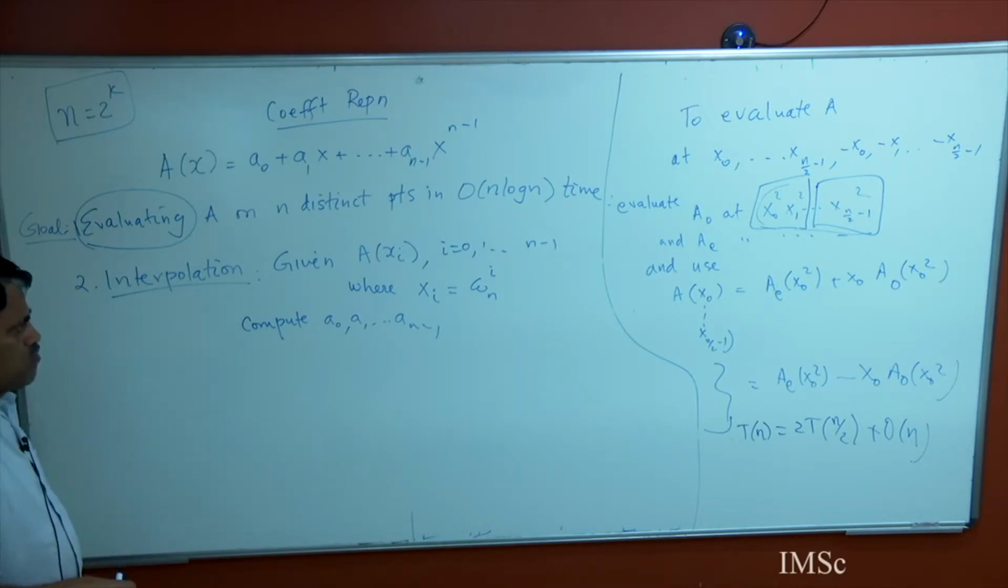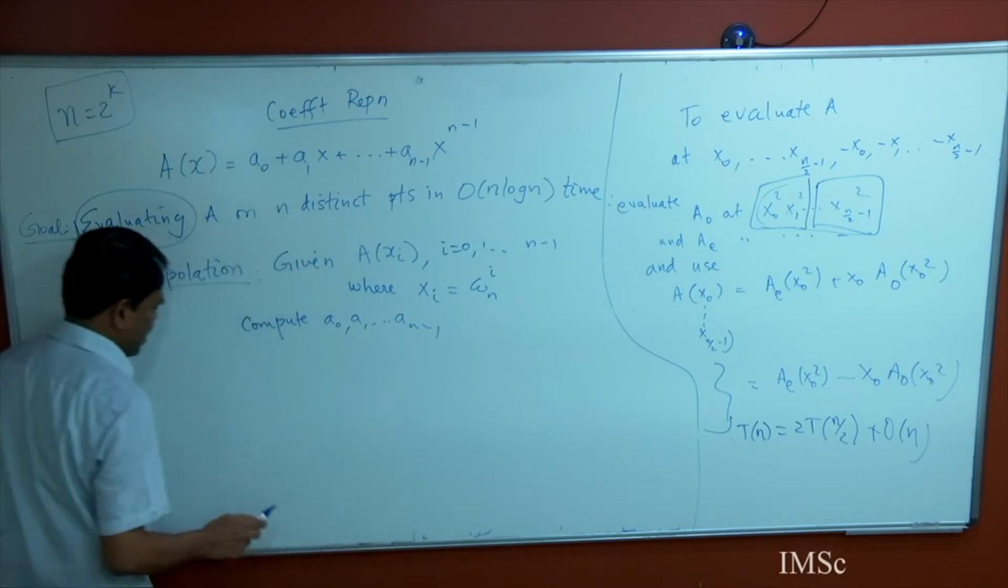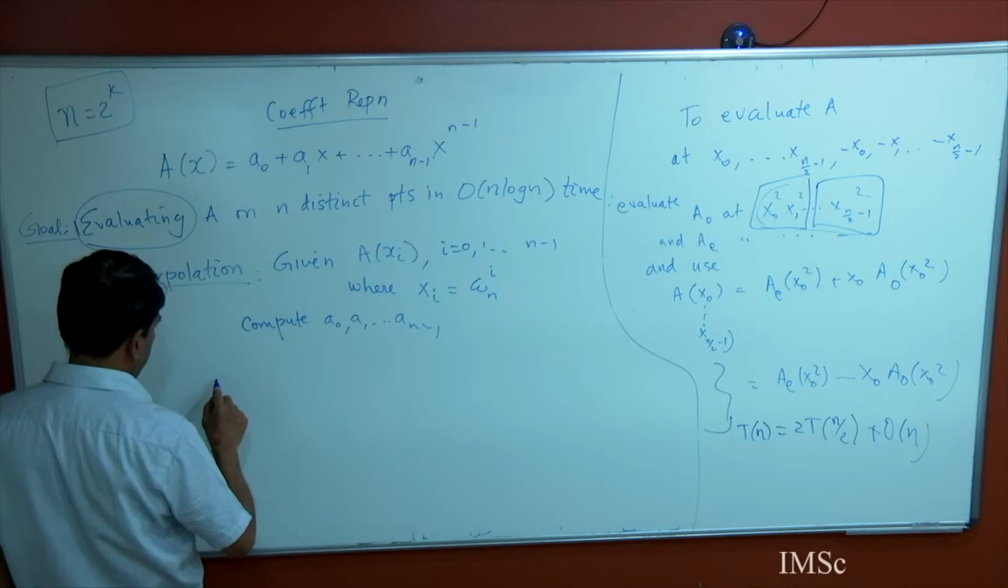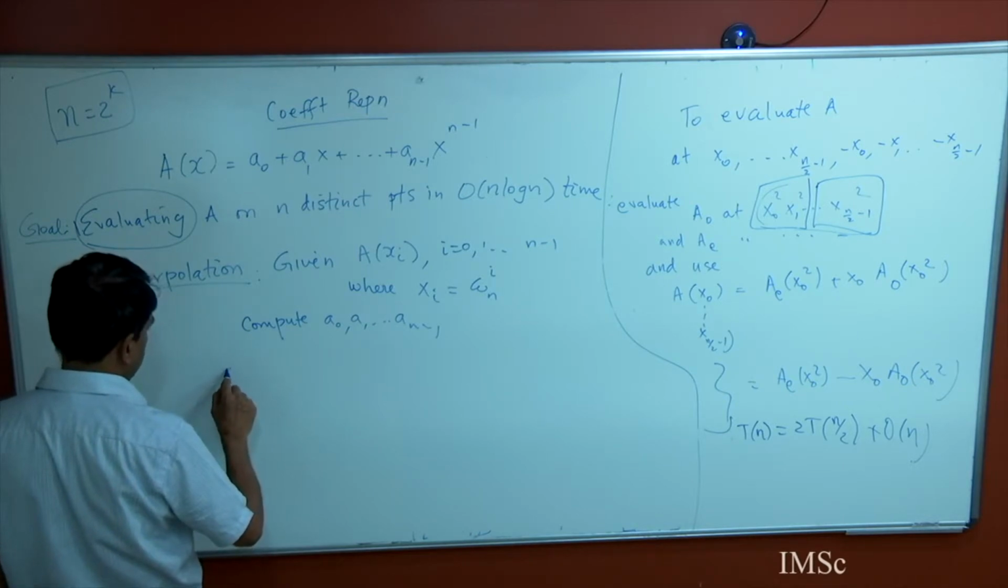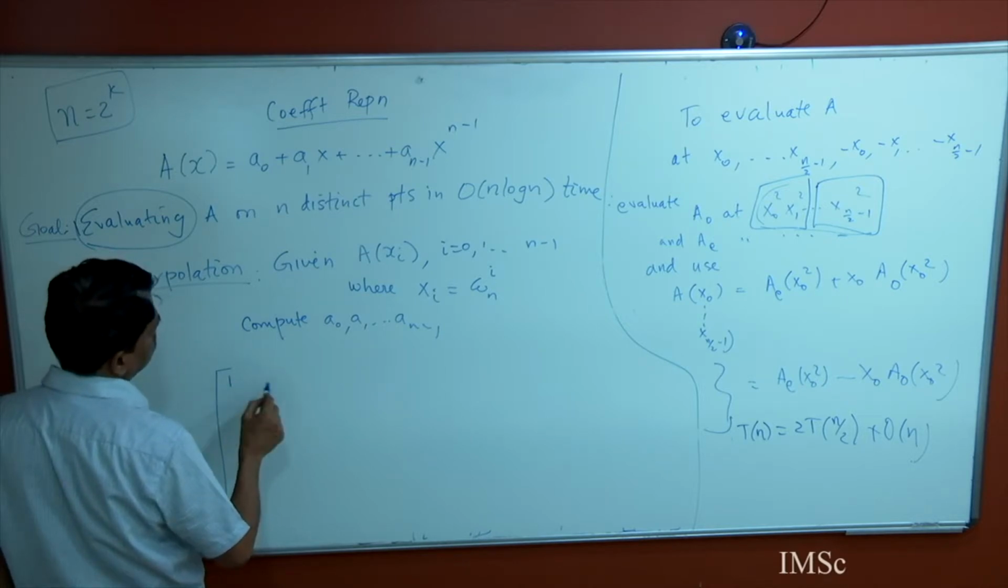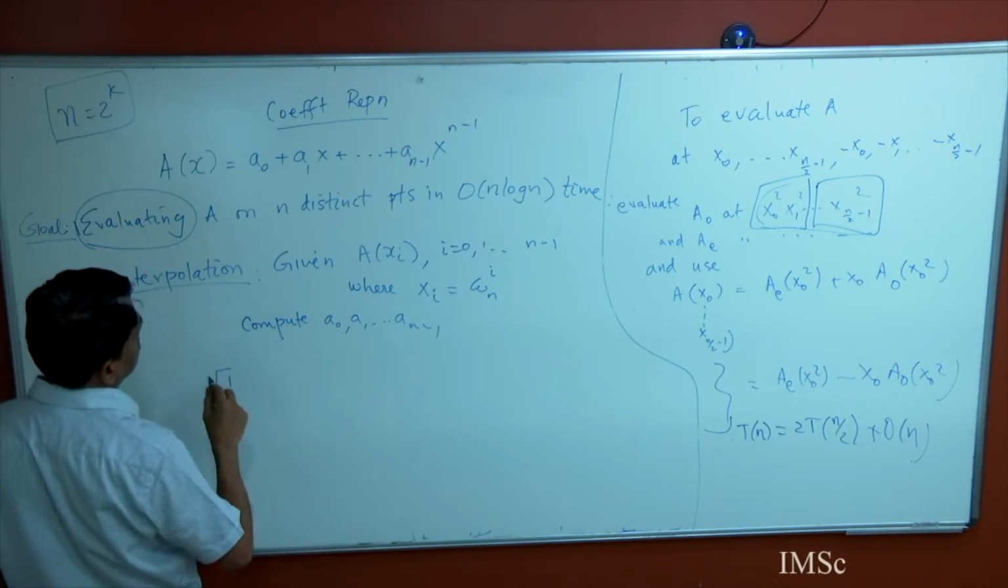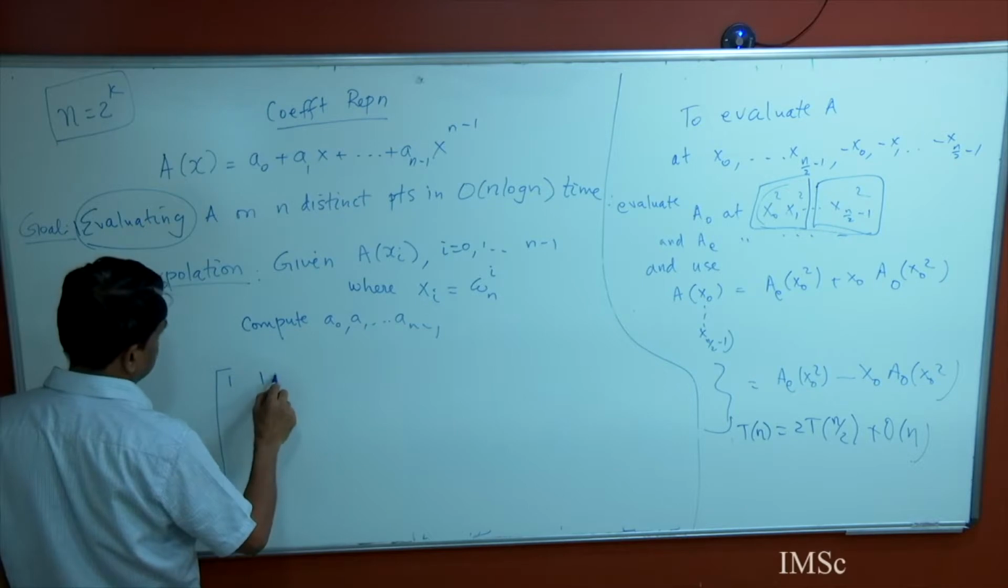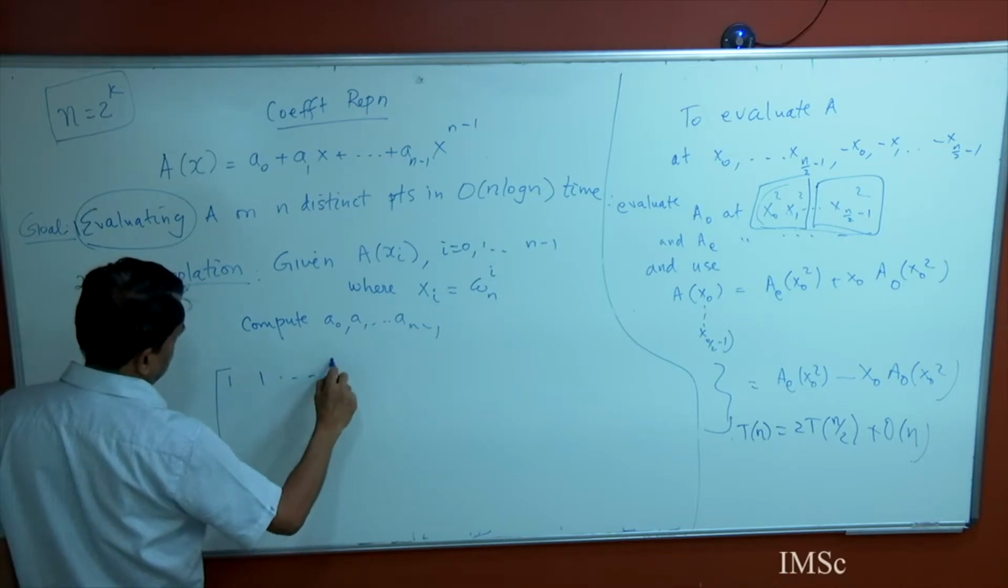Okay. So let's again write it in that matrix form. What did we do? We had this matrix. So this is 1, 1, 1, 1, 1.